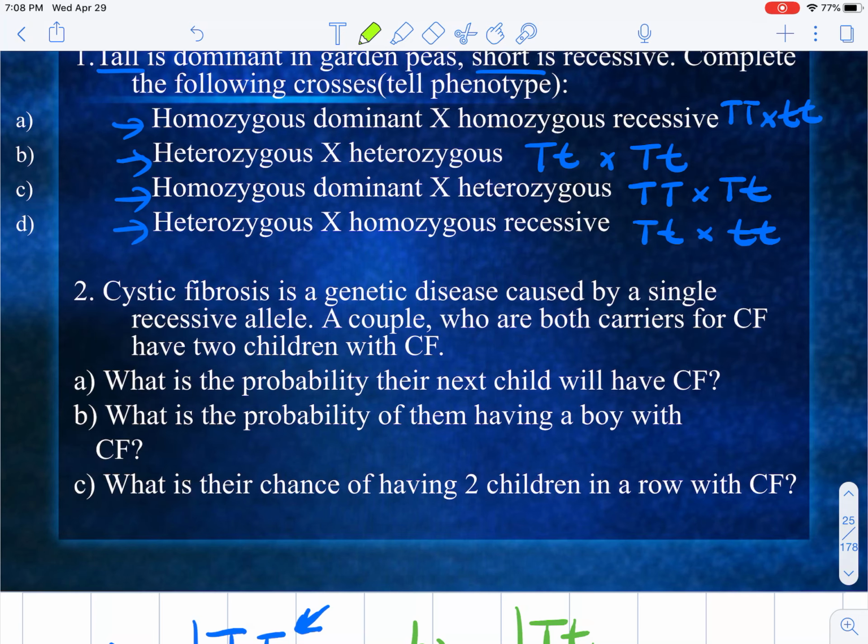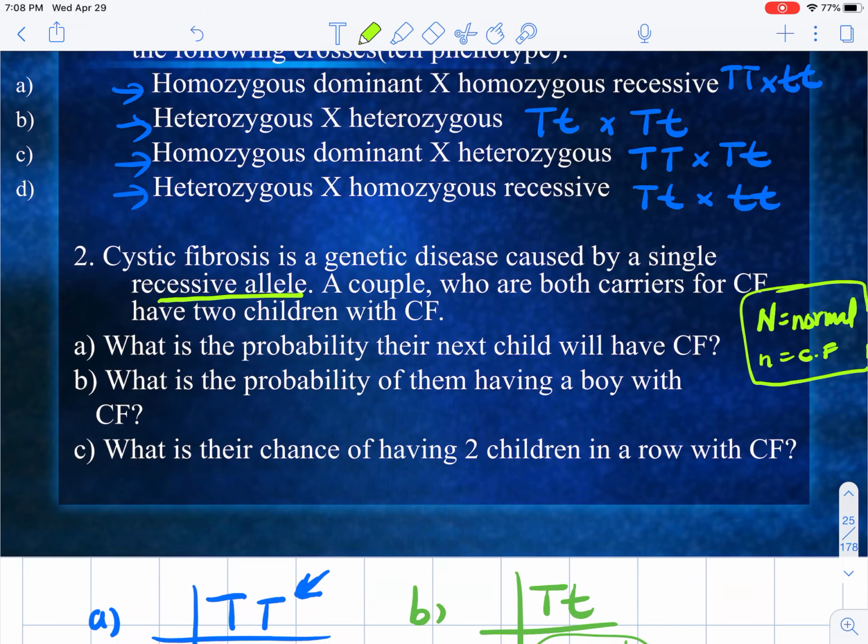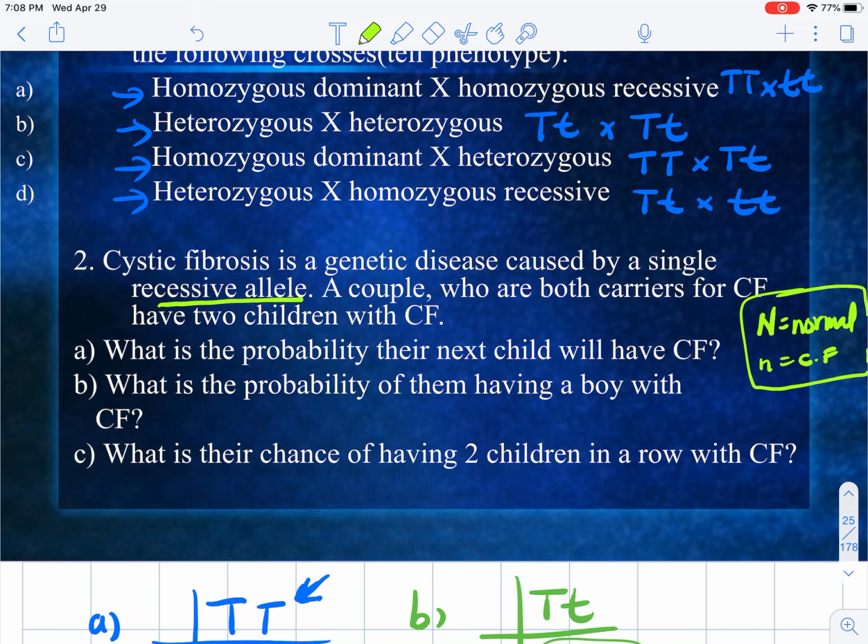On number 2, we'll work through this one before I send you off on your way to try some. This one is talking about cystic fibrosis that is recessive, and so the normal would be the dominant. You can use any letter as long as you follow your little legend. I'm going to use N for normal gene and little n for the cystic fibrosis gene, and that will be my legend for this cross. You can use other letters if you like.